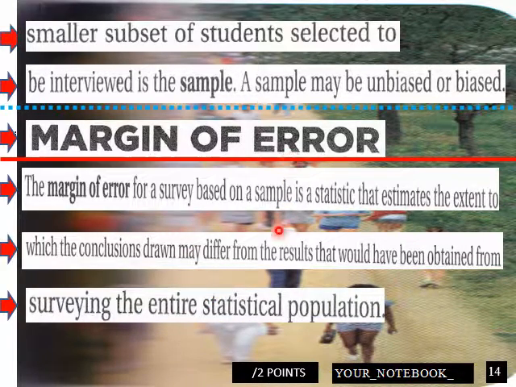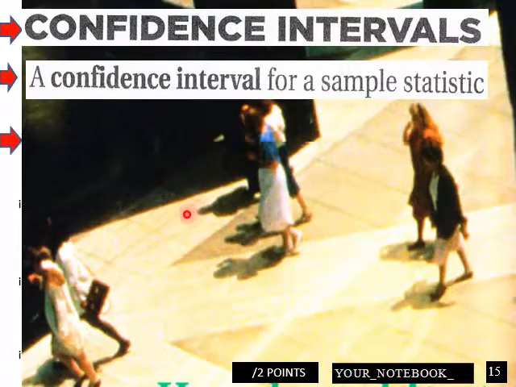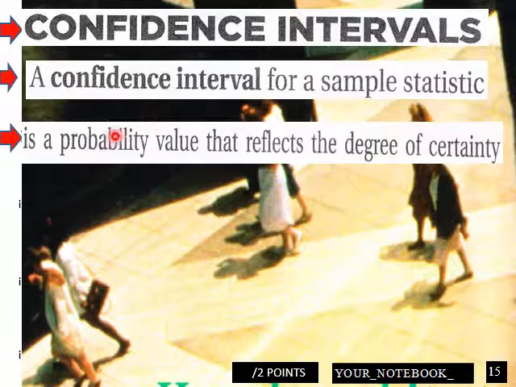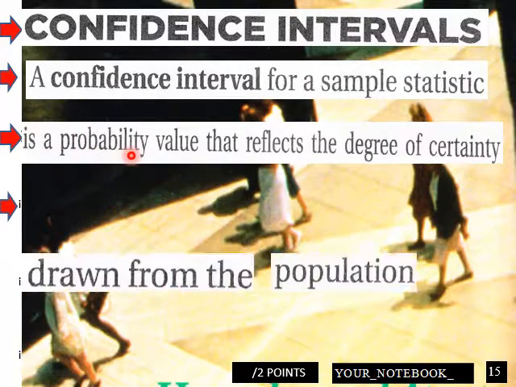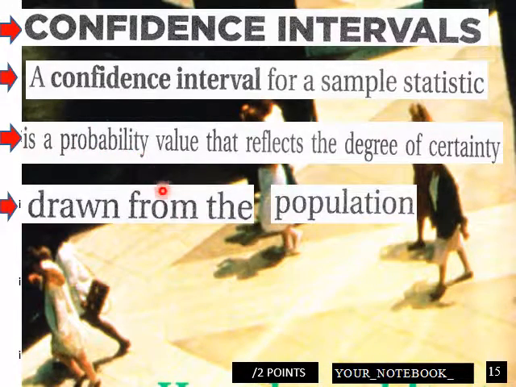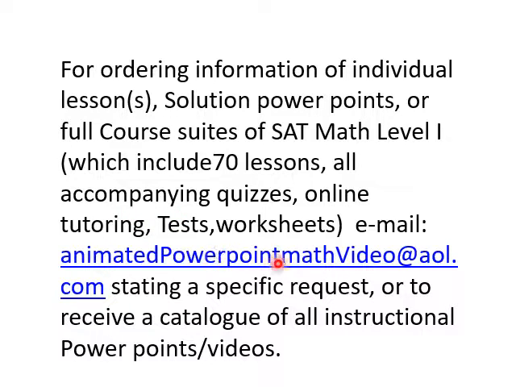We can do a statistical correction here for gaining data. So we get into a confidence interval. A confidence interval for a sample statistic is a probability value that reflects the degree of certainty drawn from the population.